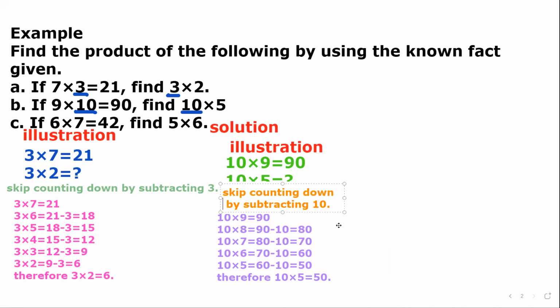Okay. Good. Now let's solve question C here. First, let's identify the multiplier. We have the 6 here and the 6 here. So the 6 is the multiplier this time. So let me write my illustration. Good.